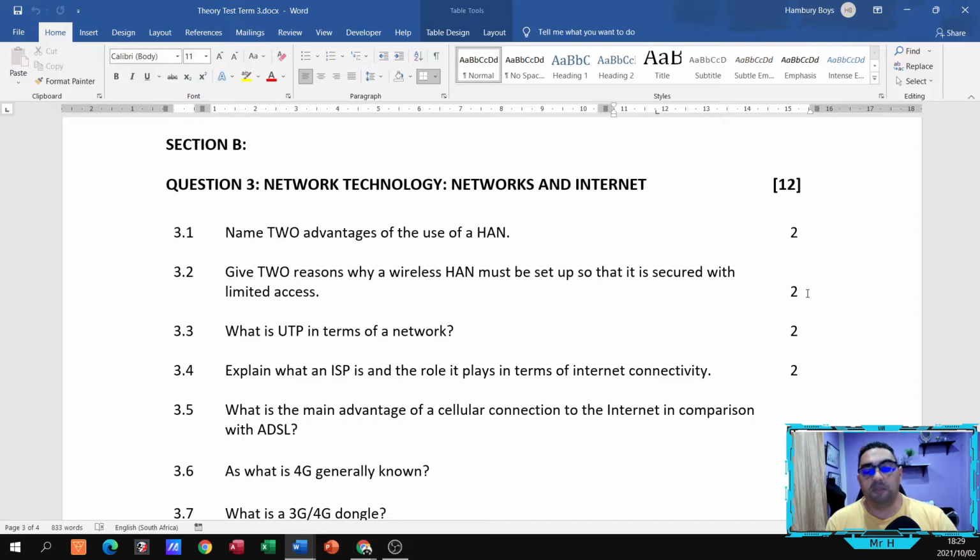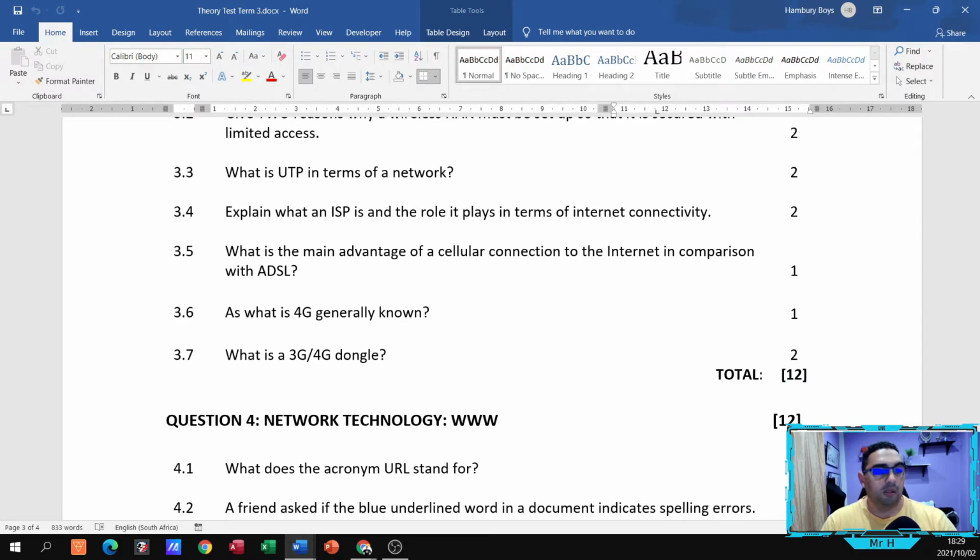3.3, what is UTP in terms of a network? UTP stands for unshielded twisted pair, and this refers to the cables that are used to link devices like a computer to a server, a computer to a switch. That is what it's referring to. All right, the next one. Explain what an ISP is. So stop there. What is an ISP?